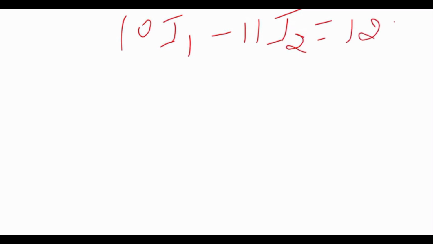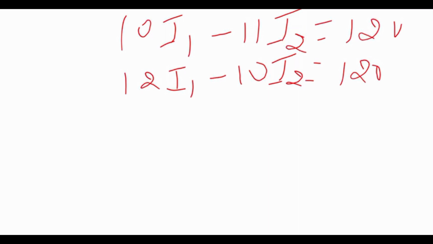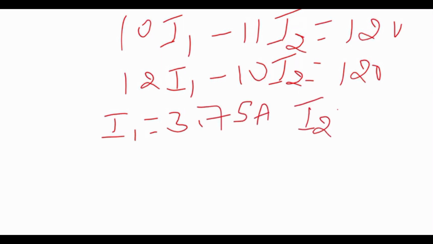Further, if you simplify this, the equation we are going to get will be 10 I1 minus 11 I2 equals 120. And the first equation we had is 12 I1 minus 10 I2 will be equal to 120. If you solve both the equations, we are going to get the values of I1 and I2. I1 we are going to get as 3.75 amps and I2 will be minus 7.5 amps.